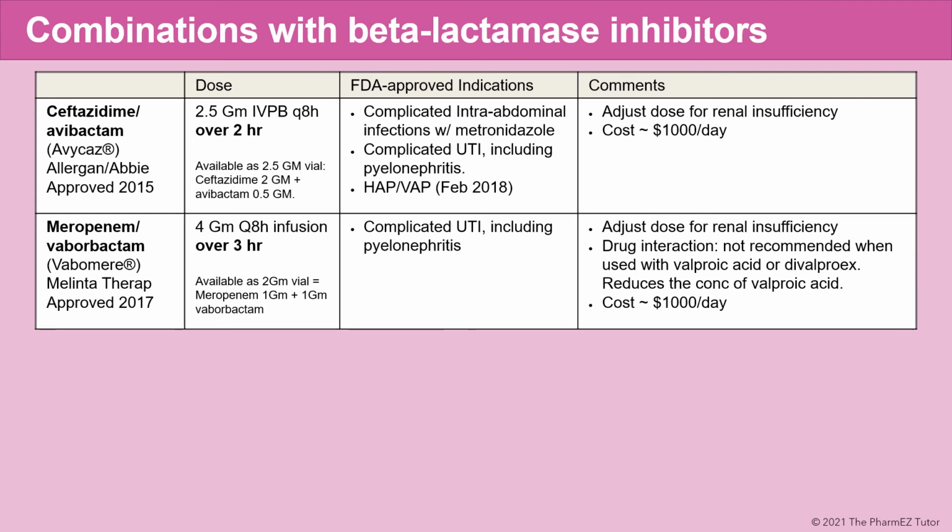Meropenem vaborbactam, or Vabomere, was approved in 2017. The dose is 4 grams every 8 hours by infusion over 3 hours. It's available as a 2-gram vial, which consists of meropenem 1 gram and 1 gram of vaborbactam. It's FDA approved for complicated UTI, including pyelonephritis. We need to adjust the dose for renal insufficiency.